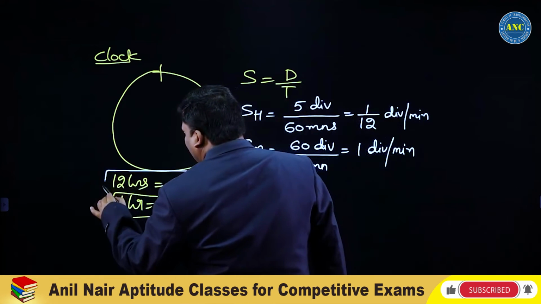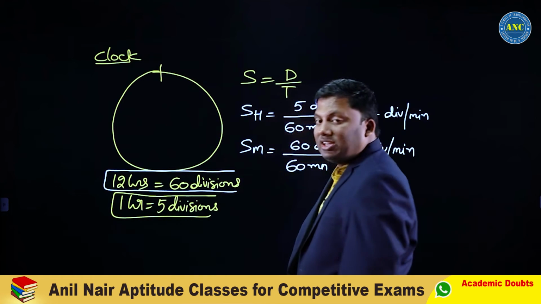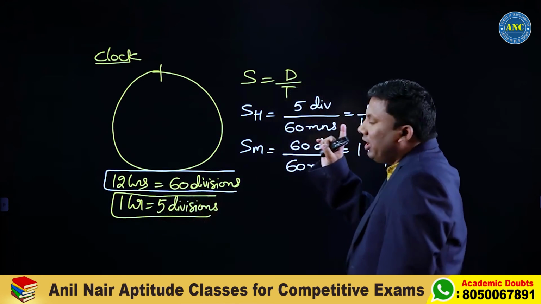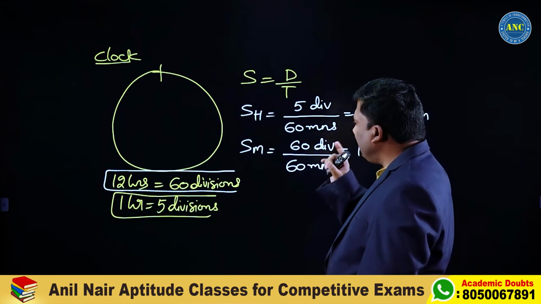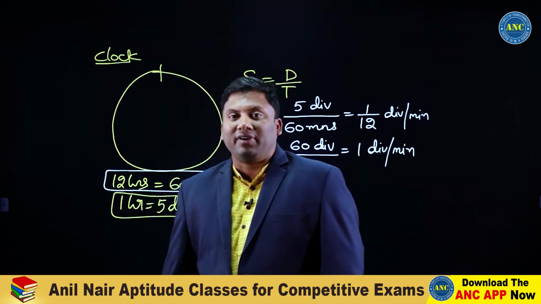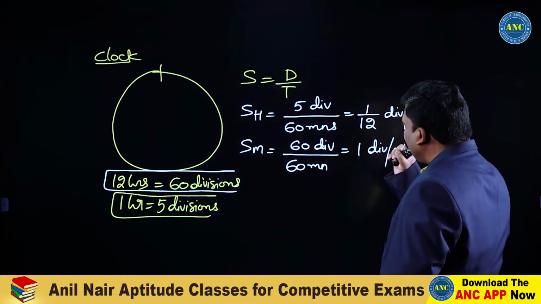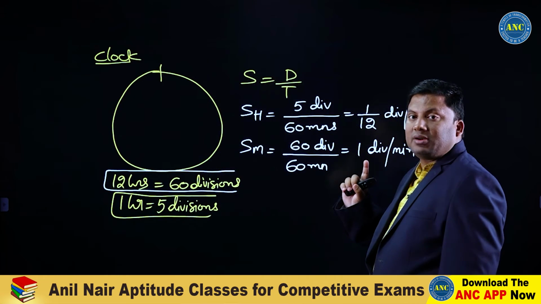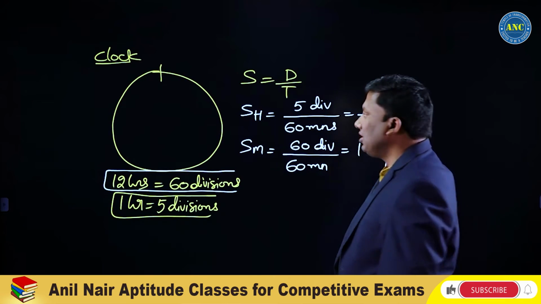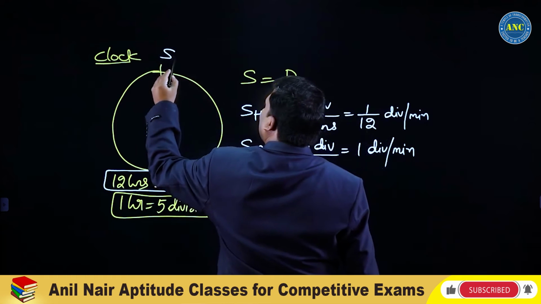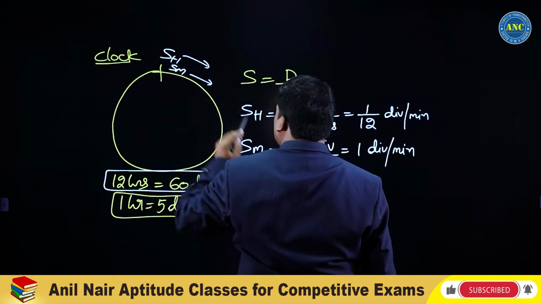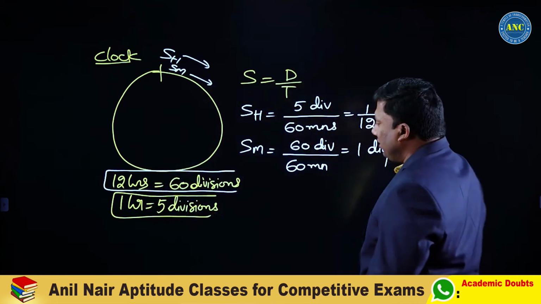Totally there are 12 hours in a clock. 12 hours is 60 divisions. 1 hour is 5 divisions. Speed is equivalent to distance by time. In 1 hour there are total 60 minutes. 1 hour, 5 divisions. Speed of hour hand is 1 by 12 division per minute. Speed of minute hand is 1 division per minute. Hour hand and minute hand are moving in the same direction.